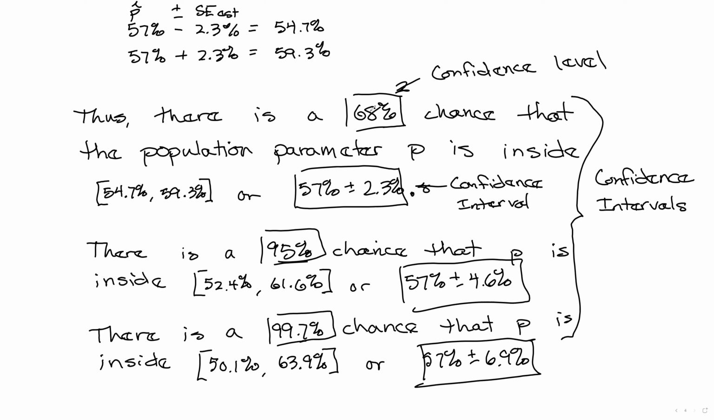All right. And so this is saying there's a 68% chance that you picked one that was within 2.3% of 57. There's a 95% chance if you pick one at random that it happens to be within 4.6% either way of 57. And there is a very high chance, 99.7%, that you've picked one that's within 3 standard deviations. Okay. Let me see here. I did create a picture for this too.